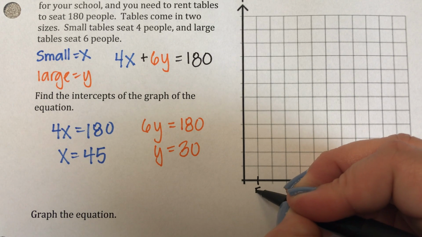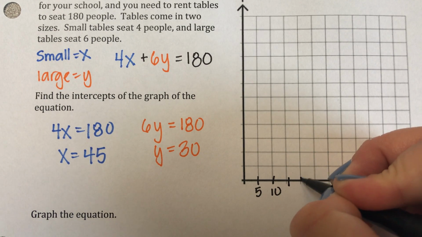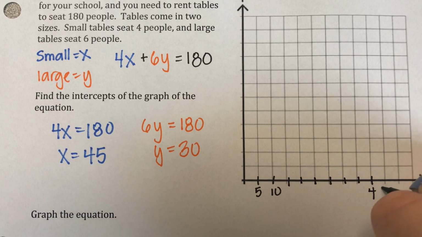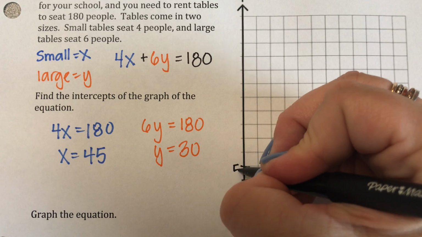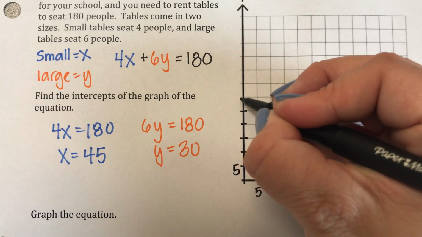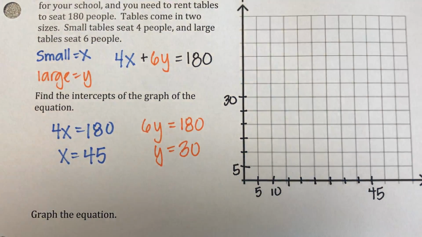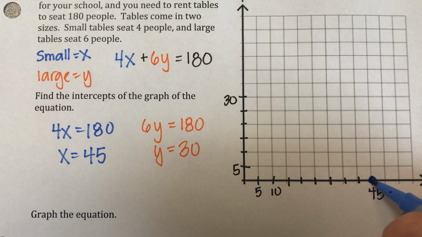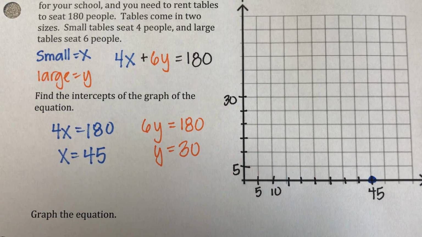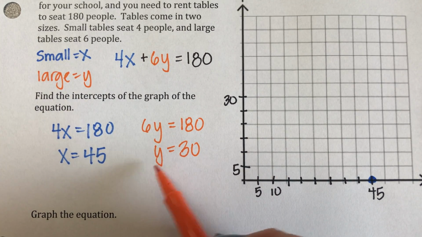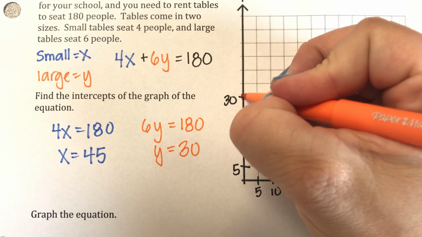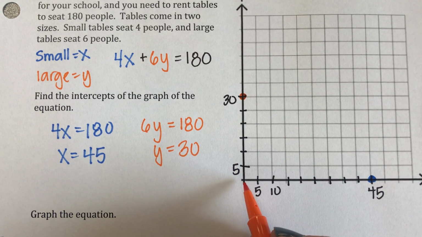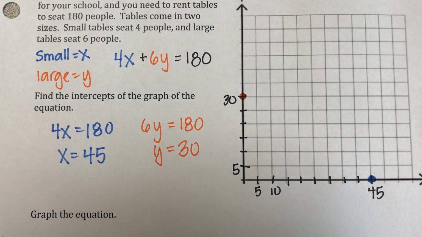I'm gonna count by fives, 5, 10, 15, 20, 25, 30, 35, 40, 45, and then going up the side, I'm gonna count by fives, 5, 10, 15, 20, 25, 30. Okay, so if I were to only buy small tables, I would have to buy 45 of them. It's essentially my small table intercept. Okay, what if I only rented large tables? I'm gonna have to rent 30 of them, right? When I rent 0 small, I have to rent 30 large. When I rent 0 large, I have to rent 45 small.